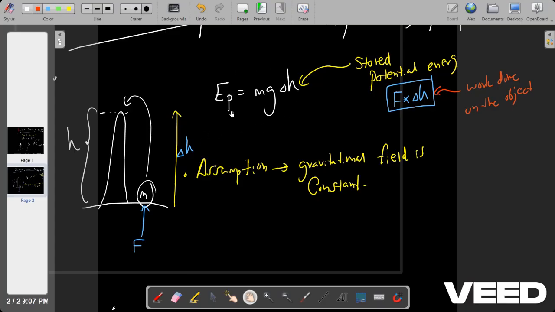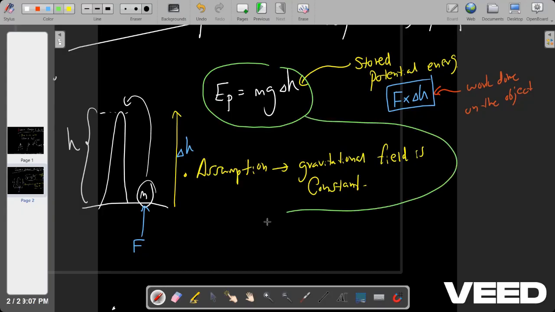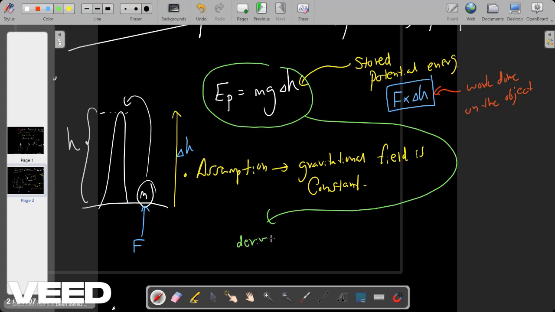Now I think I have given you enough information. Using this information, let's see, I'll give 1 minute. Derive this equation. Can you derive this equation? I have told you enough information. Can you derive this formula using the given information? Let's see.